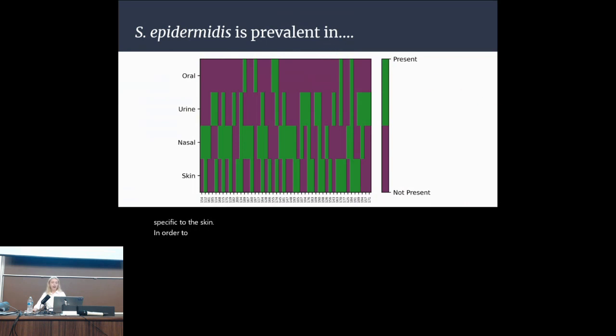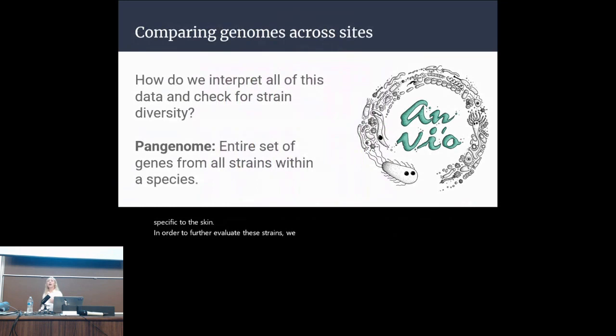In order to further evaluate these strains, we decided to look at a pangenome. A pangenome is the entire set of genes from a specific species, and this species in this case would be S. epidermidis.